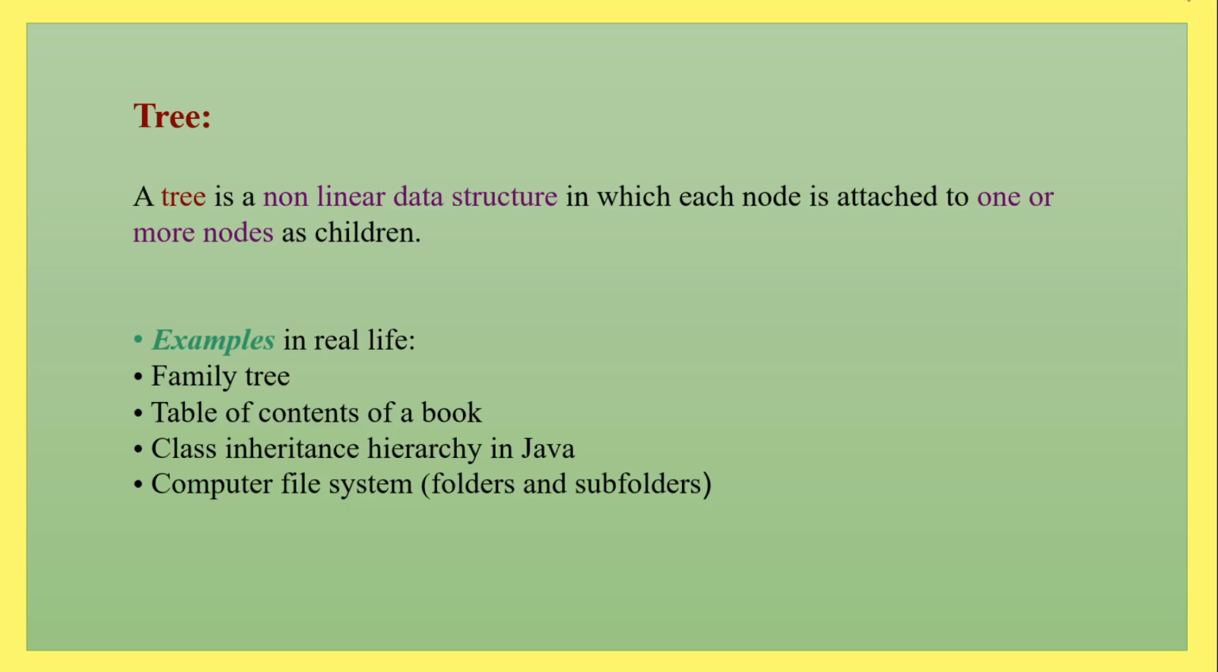When we save a file, we will save that file in a folder or subfolders. When we access that file, first we will go for the main folder and then subfolder and then file. This is also an example for trees.